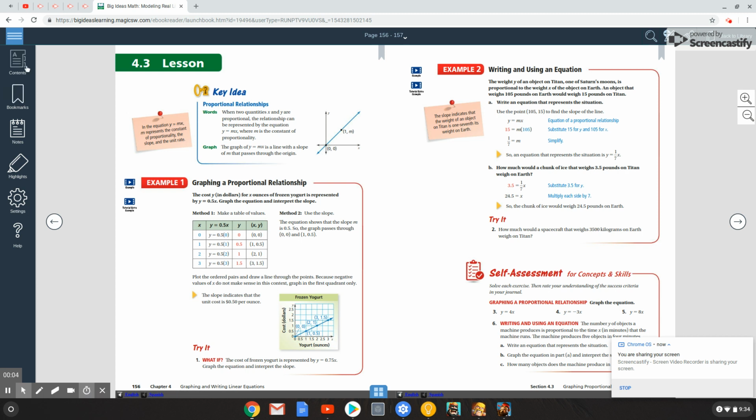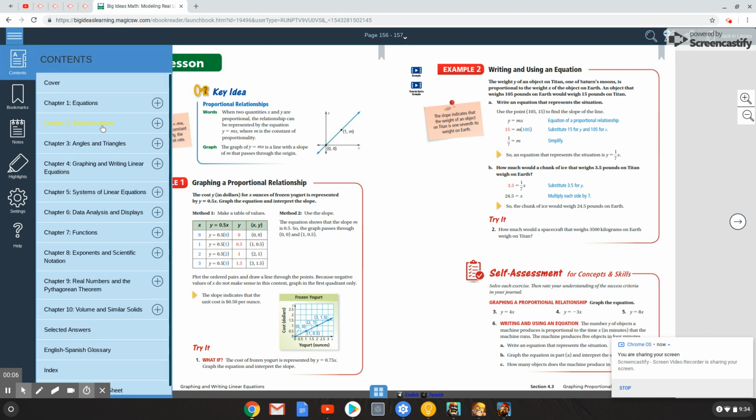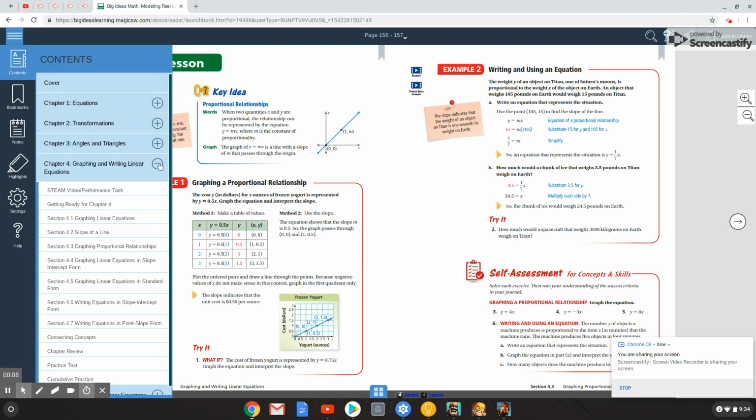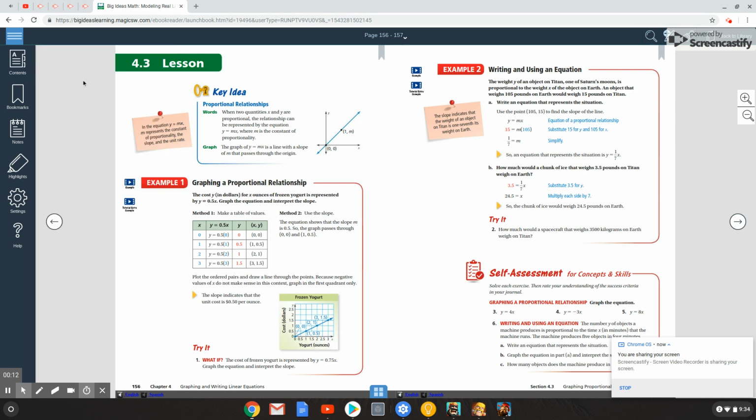Today's lesson is going to be about 4.3. Unit 4 is called Graphing and Writing Linear Equations, and 4.3 is called Graphing Proportional Relationships. So let's get started. Let's first read this problem.